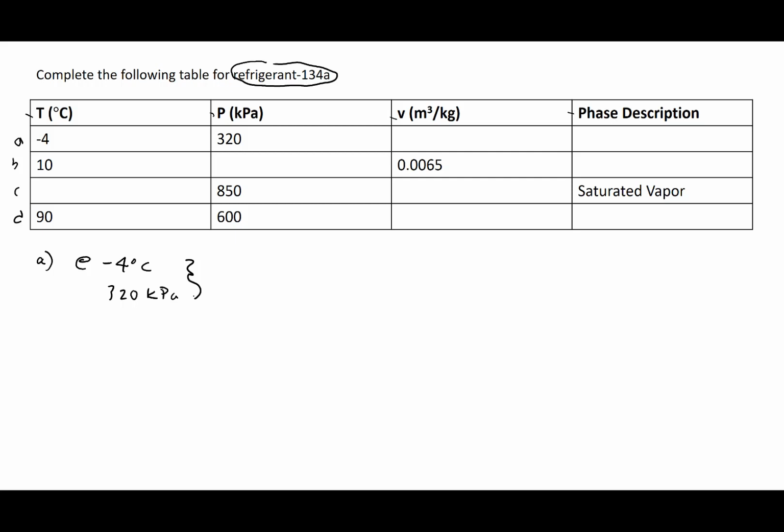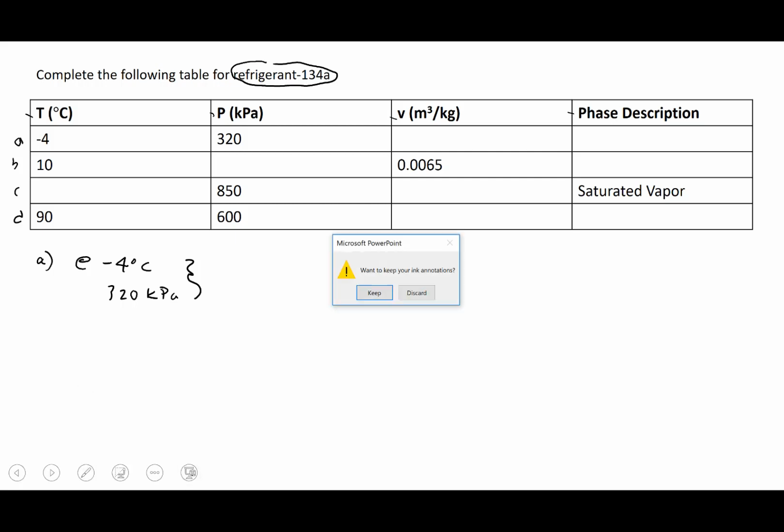So the way we're going to do that is we're going to look at the table and see what the saturation pressure is at -4 degrees Celsius. And we could also do this the other way around. We could look up the saturation temperature at 320 kilopascals. And so let's go do that.